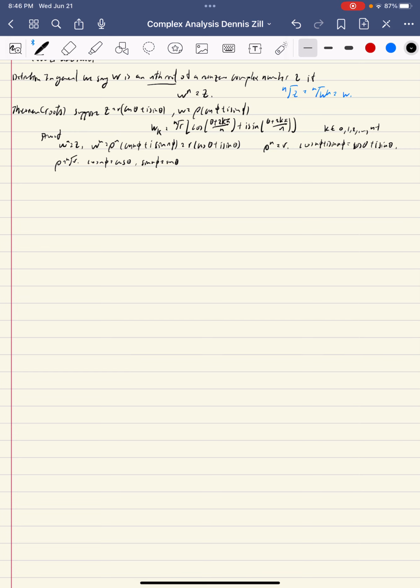And well, how about we just set them equal to each other? So we have n phi is equal to theta, right? But note that you can always add 2k pi to it because, well, it's a circle, right? So now we can solve for phi, and then we have (theta plus 2k pi)/n, right? For k equal to 0, 1, up to n minus 1, right?